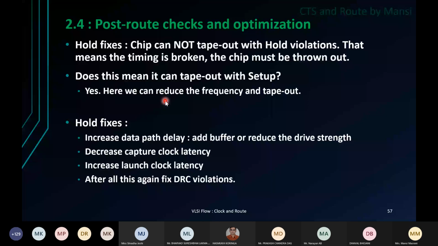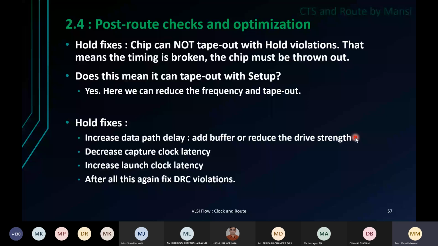So this is how the tool fixes it. It decreases the capture clock latency or increases the launch clock latency based on what it sees in the design, because later on there is no way you can touch the clock. It increases the data path delay, adds a buffer or reduces the drive strength of the buffer. Reducing drive strength will always increase the delay. So that will help add more data path delay and the hold will be fixed.